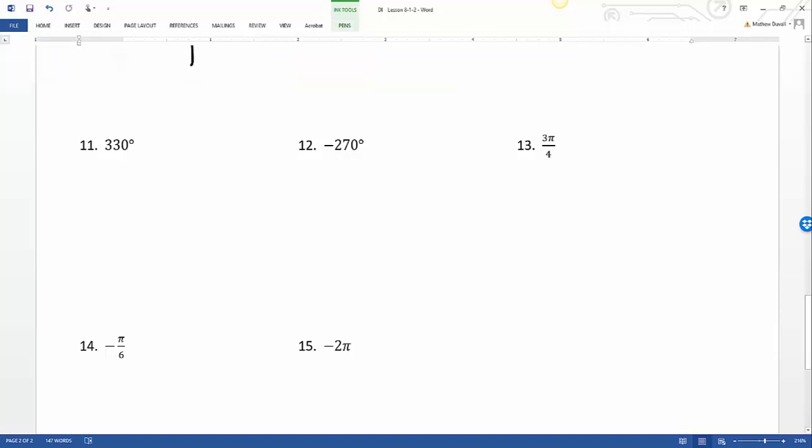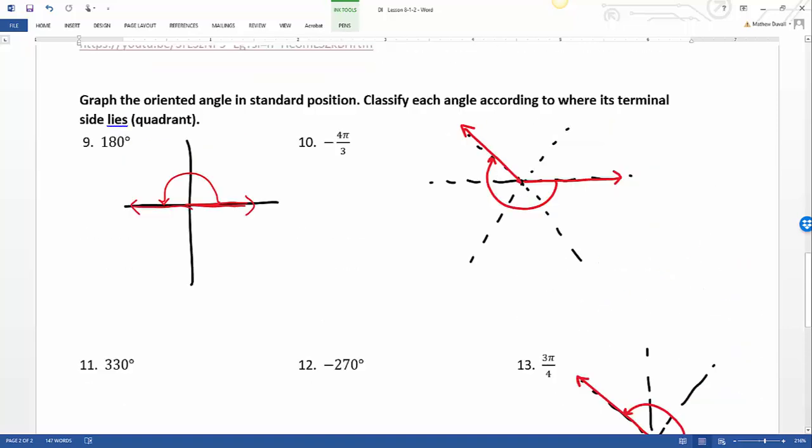Positive 3 pi fourths. So that means I need to break that into 4 slices. So it always starts here. 1, 2, 3. So it's going to rotate 3 of them. Now for the quadrants, this is the x-axis. This is the second quadrant.